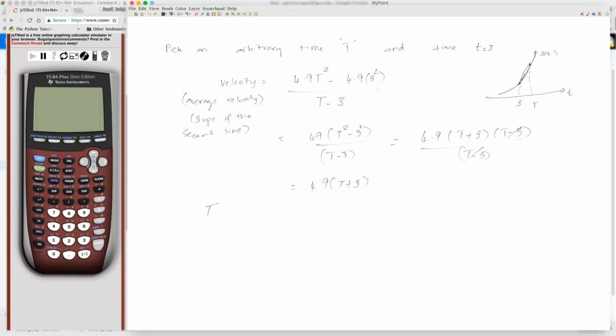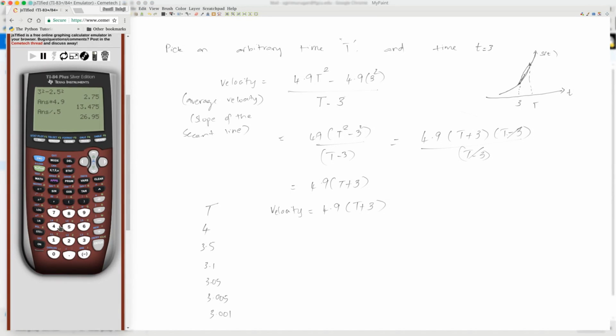And now I'm going to pick some number, say 4, and I'm going to move it closer and closer toward 3. So I'll start at 4, I'll pick 3.5, 3.1, 3.05, 3.005, and 3.001. And let me find the velocities for each case. So the velocity would be 4.9 times t plus 3. So when I plug in 4, I would get 4.9 times 4 plus 3, which is 34.3.